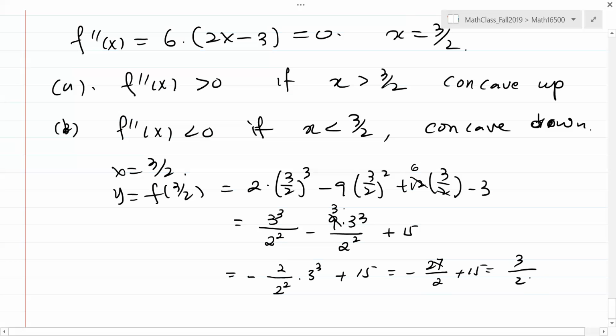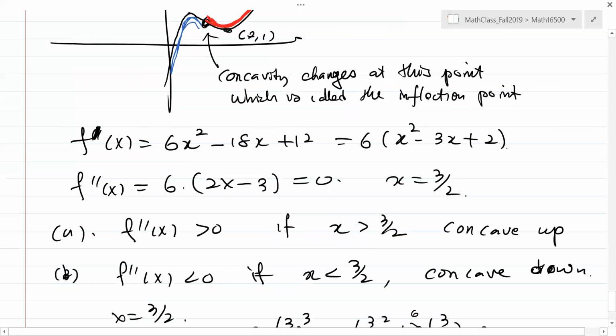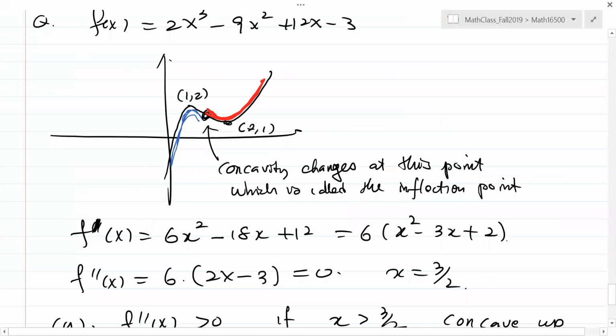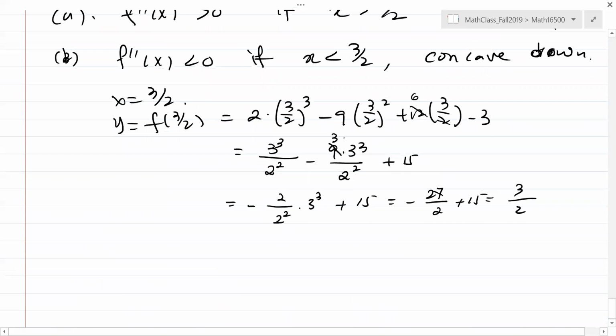So you get the coordinates of the inflection point. Then you sketch the graph, right? You get a perfect graph. You know where the inflection point is, and where it's concave down and concave up. The left side is concave down, the right-hand side is concave up. So for polynomials, you should know the shape of the graph before you sketch. A quadratic function is a parabola, right?